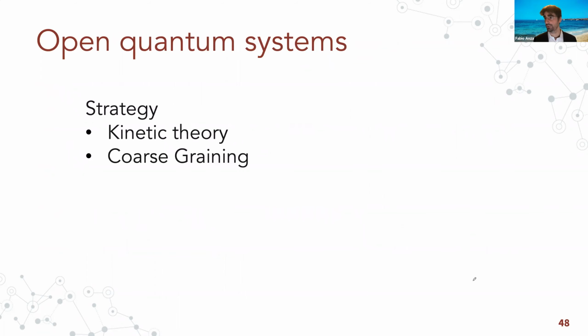So what is the strategy to use this theory for open quantum systems? The first part is to do a kind of kinetic theory, in the sense of setting up kinetic equations to do the foundations, and then do coarse graining and study the flows of information at a more coarse-grained level.